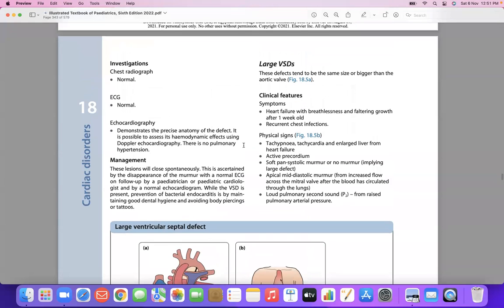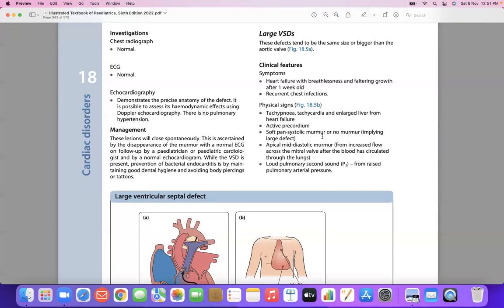Okay, but in large VSD, what do you do? This tends to be of the same size or bigger than the aortic valve. So 3 mm, usually small will be 3 mm, more than that it will be large. Symptoms: heart failure with breathlessness and faltering growth after 1 week old. Due to increased blood flow to the lungs, you will also have recurrent chest infections. So you will have the features of heart failure: tachypnea, tachycardia, enlarged liver, active precordium, pansystolic murmur. And also it can be a flow murmur.